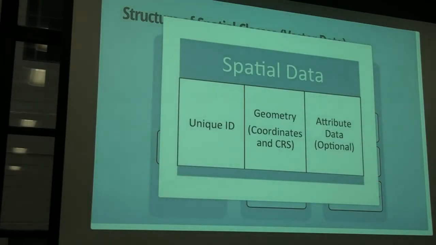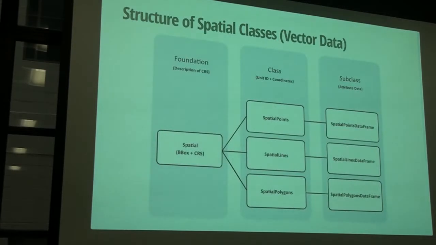This looks exactly the same as the spatial data that I just showed to you, with those three components. But for vector data, they construct them in the S4 list objects.